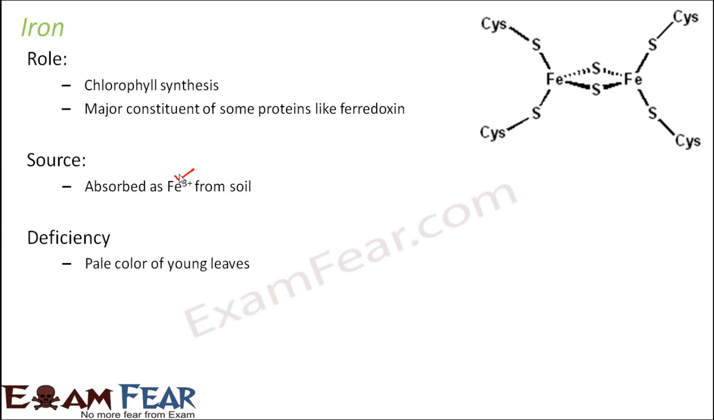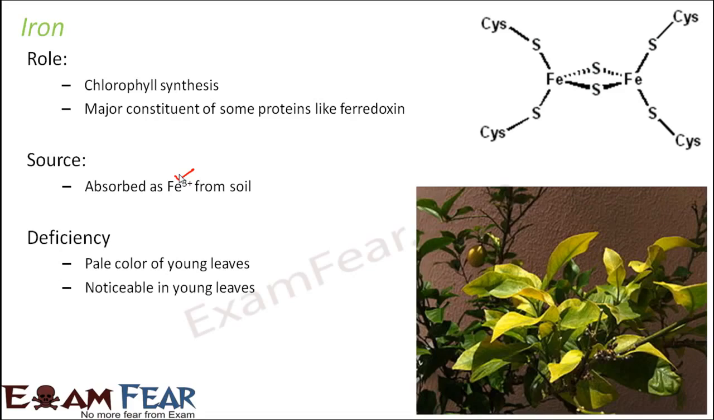Deficiency of iron causes pale color of young leaves, so the color starts to fade. It is generally noticeable in young leaves. Now it is more seen in young leaves because the symptoms of some elements are seen in the younger parts, whereas for some other elements it is seen in the older parts first. That is because it depends on the mobility of that particular element.